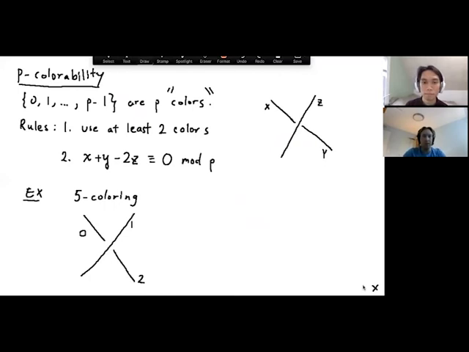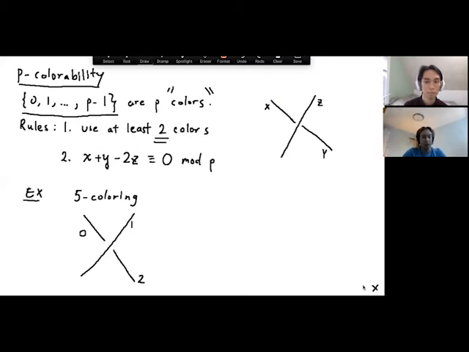Okay, so this is a fairly natural generalization of three colorability. So instead of choosing three colors and labeling each strand with one of these colors, we're going to instead use numbers from 0 to p-1, and these will be our colors in quotes. Okay, so now that we've assigned each strand a label from 0 to p-1, what are the rules for p-colorability? Well, the first rule stays the same. We have to use at least two colors.